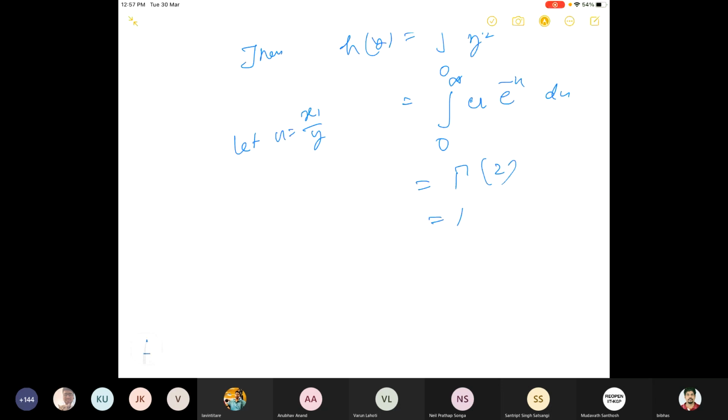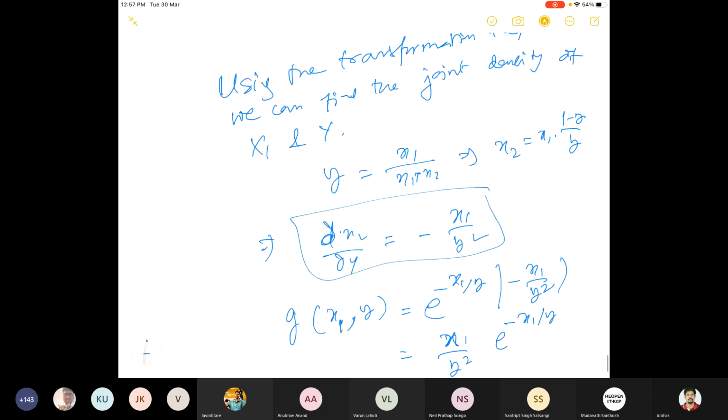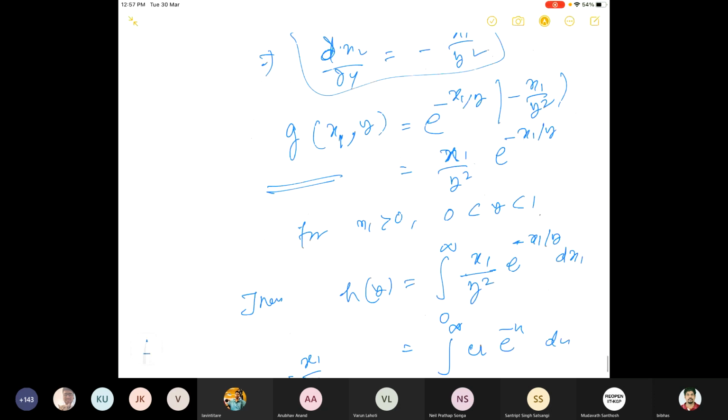Same thing you could have done by observing the fact that, suppose x2 is constant, you see how y depends on x1, and whether it is increasing or decreasing. Then you can find the joint PDF here, and then integrate it with respect to x2. That's how we can do it.